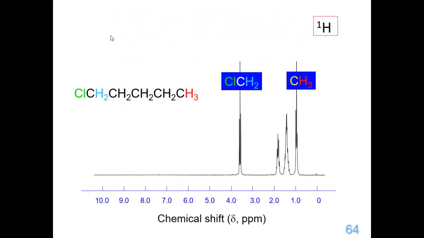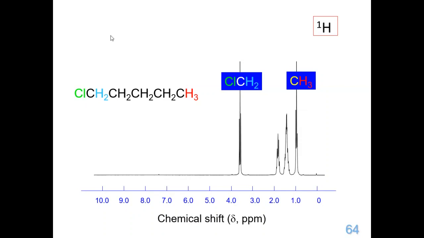Just to give you an example, here is a proton NMR of 1-chloropentane. Technically you have 1, 2, 3, 4, 5 types of chemically non-equivalent protons. But obviously here you can only resolve 4 peaks. So we know that this one is here.